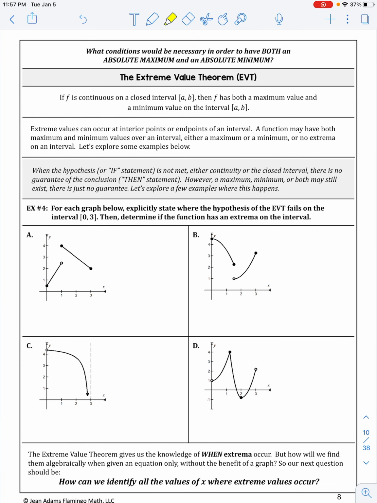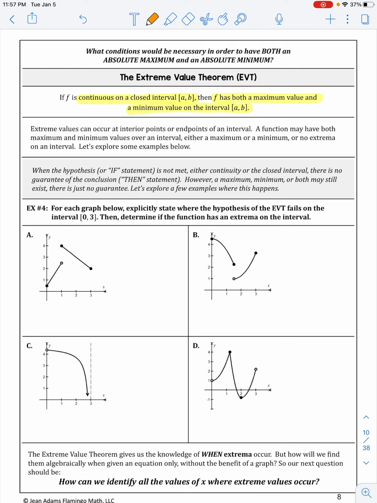So remember that this is an existence theorem and this is an if-then statement. So if f is continuous on a closed interval AB, then f has both a maximum value and a minimum value on that interval, okay? So there's our if-then statement. So look at our example number 4. For each graph below, explicitly state where the hypothesis of the extreme value theorem fails on the interval from 0 to 3. Then determine if the function has an extrema on the interval.